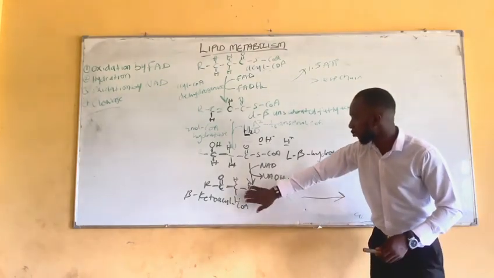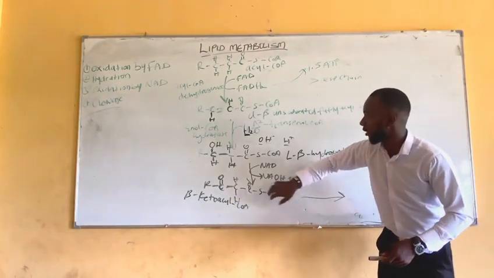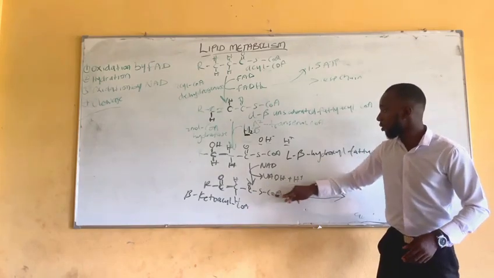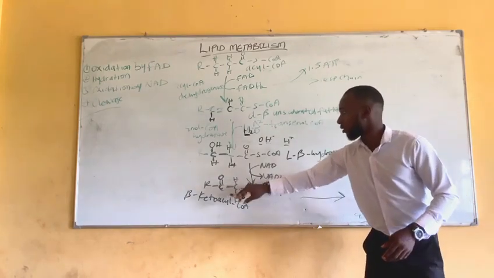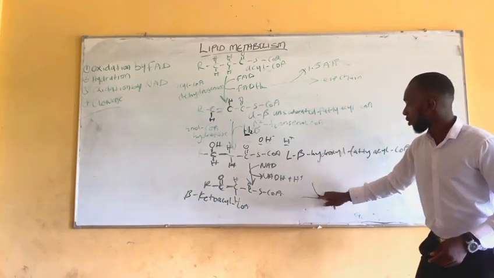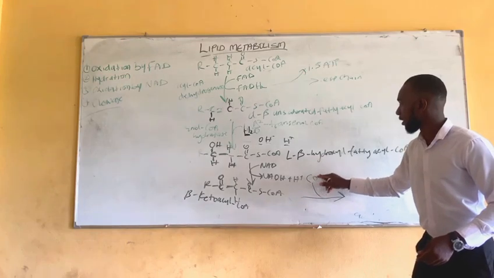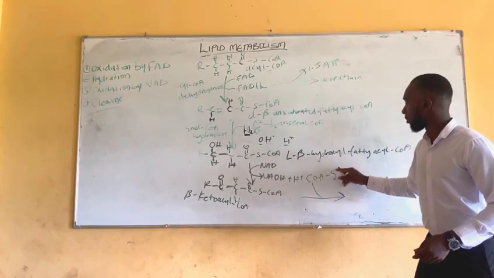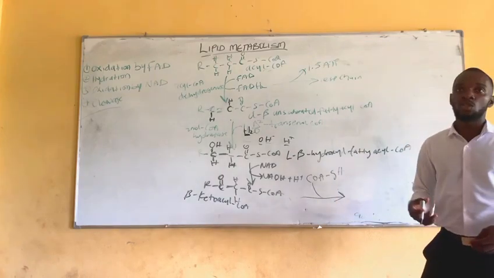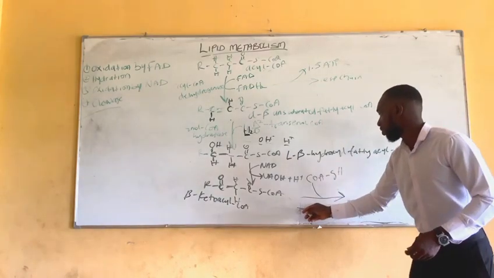What I'm trying to do is to make this side look like this side. If I add this to here, this side will look like this side. So that's why we introduce a molecule of coenzyme A. And this is a cleavage reaction, so it will be characterized by what? Thiolase.